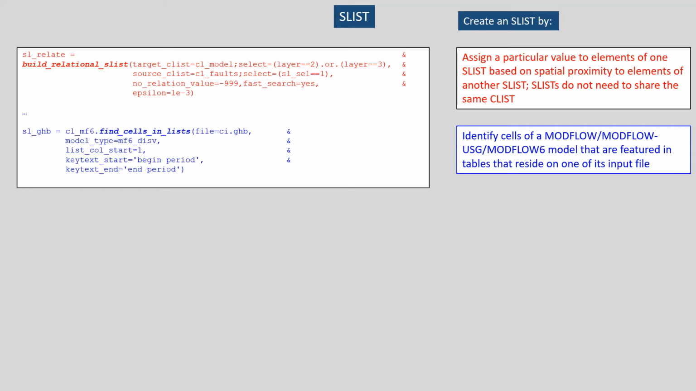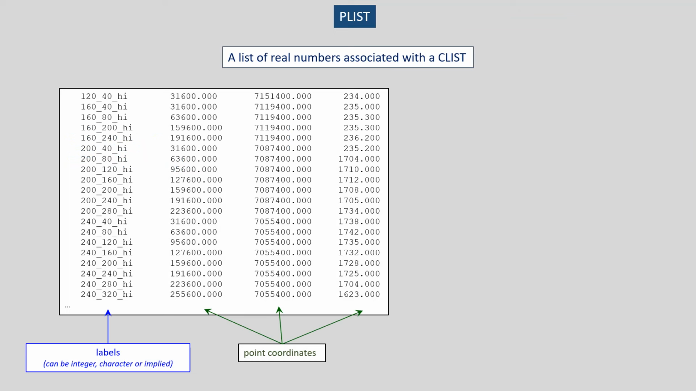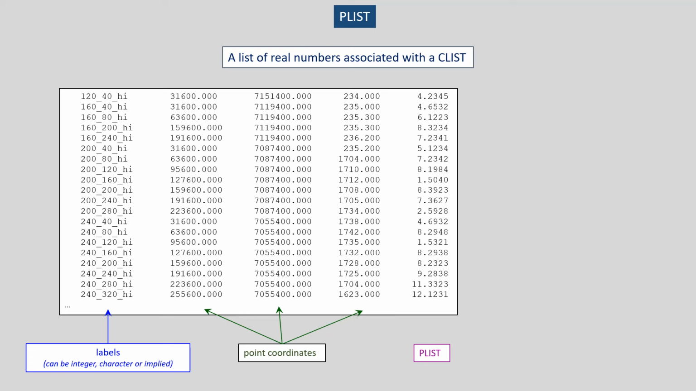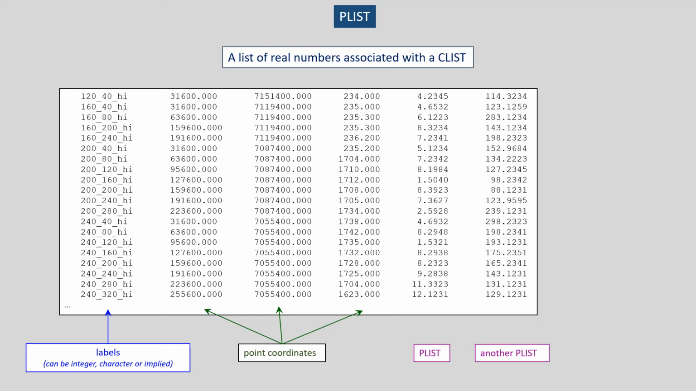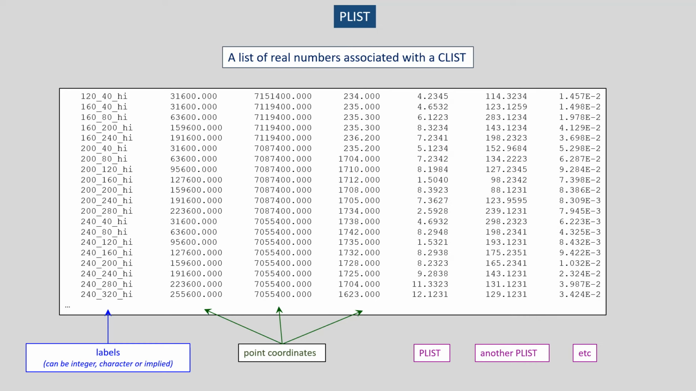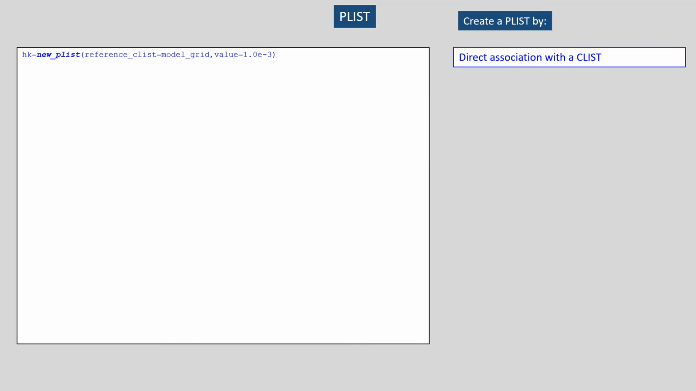So that's SLists. Now let's move on to plists. A plist is like an SList. However, instead of being comprised of integers, it's comprised of real numbers. Many plists can be associated with a parent CList. A plist can be created using a simple function call where every element of a CList is assigned the same real number. That's the easiest way to create a plist.